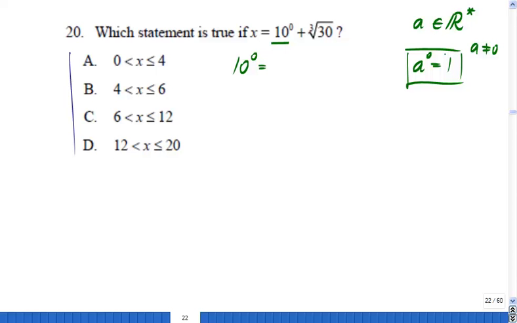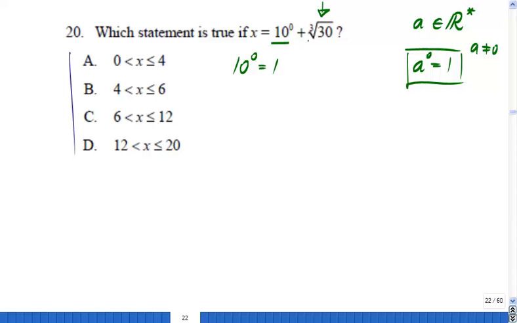Okay? So what can you tell me now about 10 to the power of 0? Well, 10 is a real number. 10 to the power of 0 is going to be 1. So basically your x is nothing else but the cubic root of 30 plus 1. But we can see that the cubic root of 30 is a positive number. And now looking back here at my a, b, c, and d, it looks like all of them are positive numbers, right? Well, what else can I do?